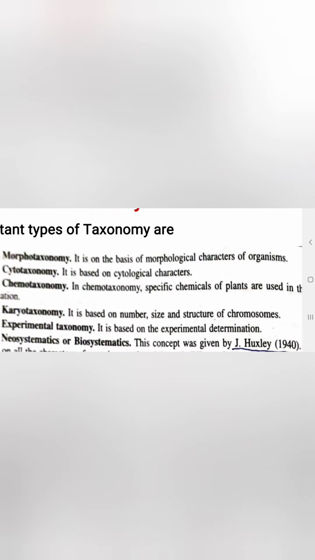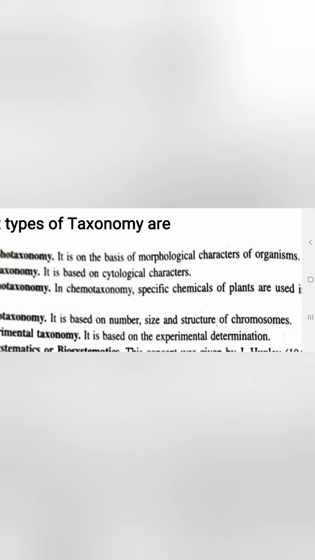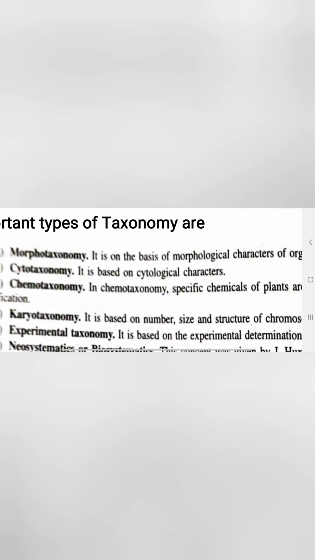First is morphotaxonomy. It is the taxonomy which is based on the morphological character of an organism. In morphological character, we consider all the visible characters of a plant, like its leaves, types of leaves, inflorescence, color of flower, fruit, etc. And you can also preserve a plant or plant parts in a herbarium sheet for further classification and identification. Next is cytotaxonomy.